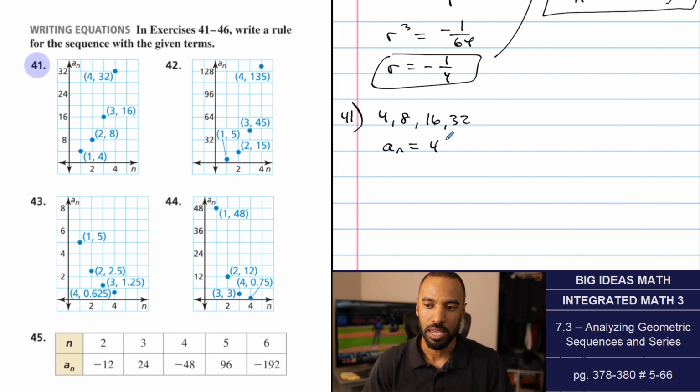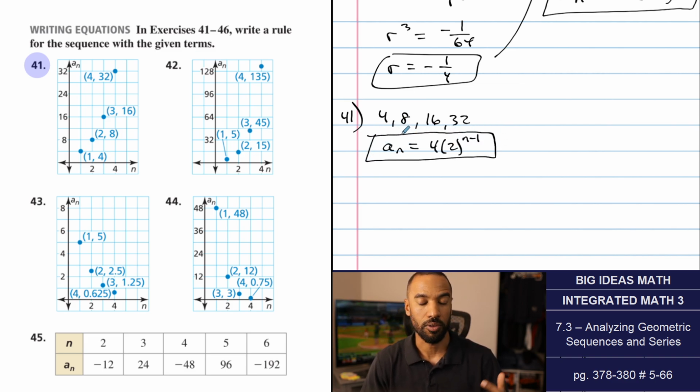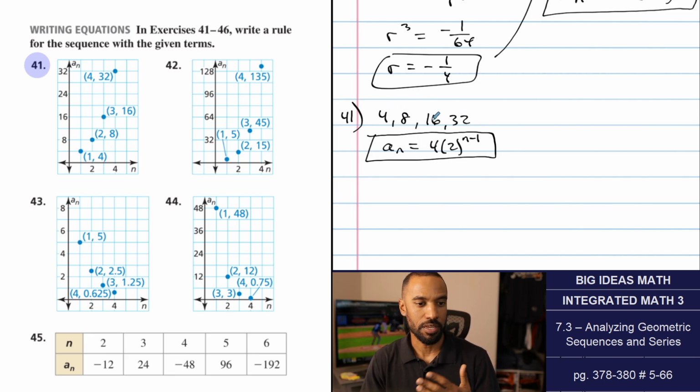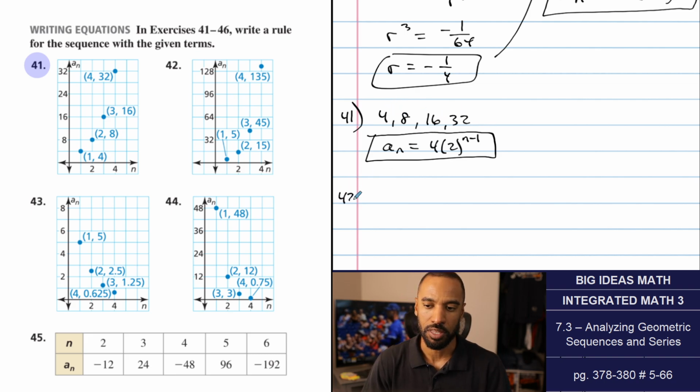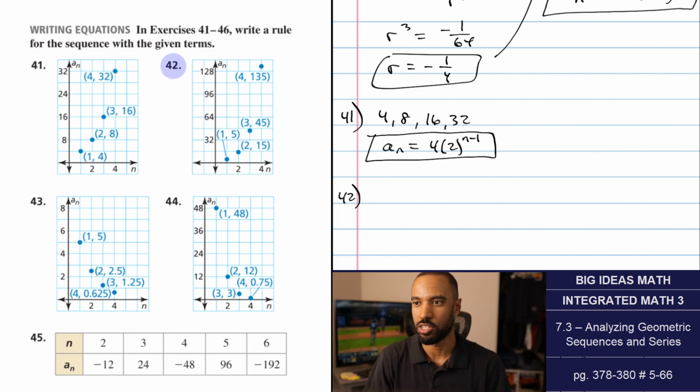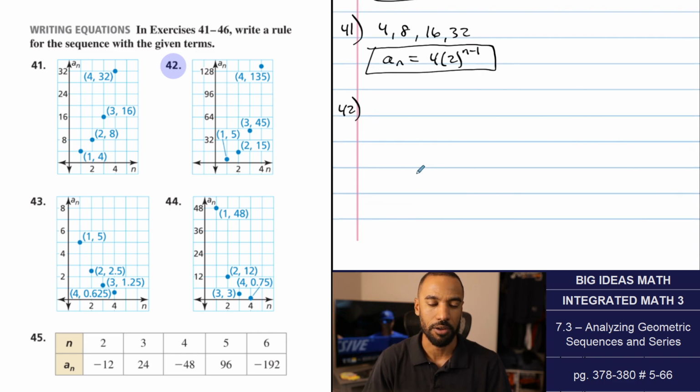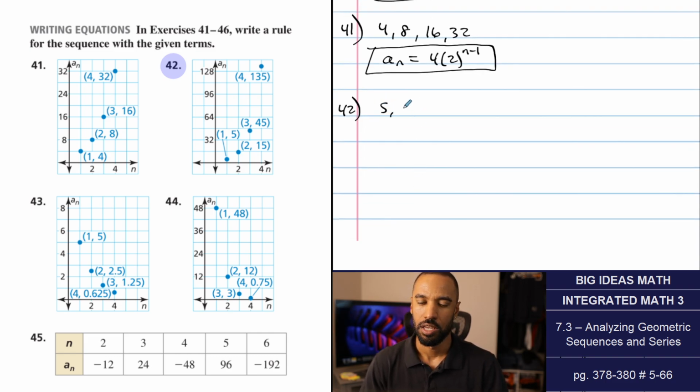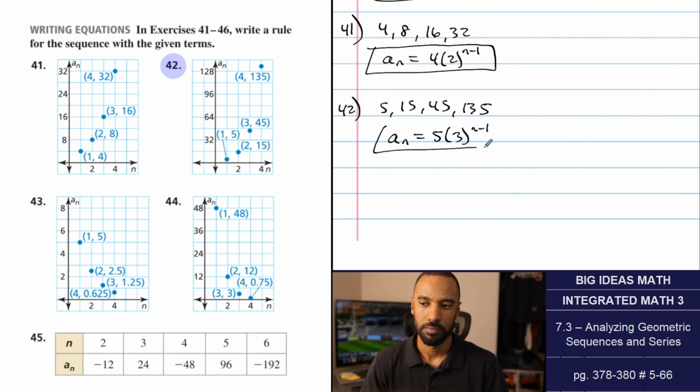So if we can spell that stuff out, we would get this as an equation. So I'll say them out loud. But we've been doing enough of these that we know what's going on with it, so I'm going to leave it be. Number 42. On all of these, we get our first, second, third, fourth terms. I'm only going to calculate the common ratio if it's hard to obtain. So 5, 15, 45, and 135. We have our first term and a common ratio of 3. So this is 5 times 3 to the n minus 1 power.